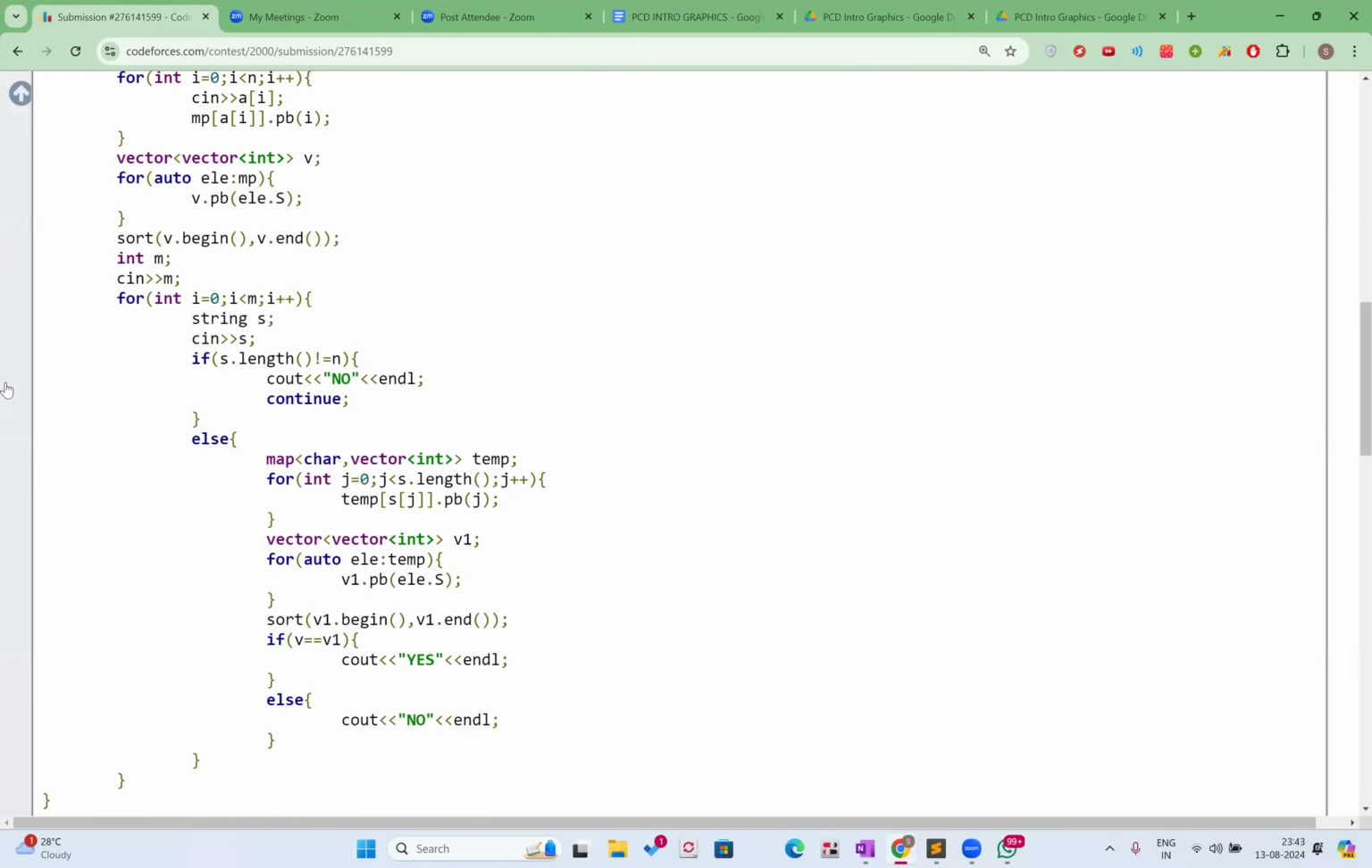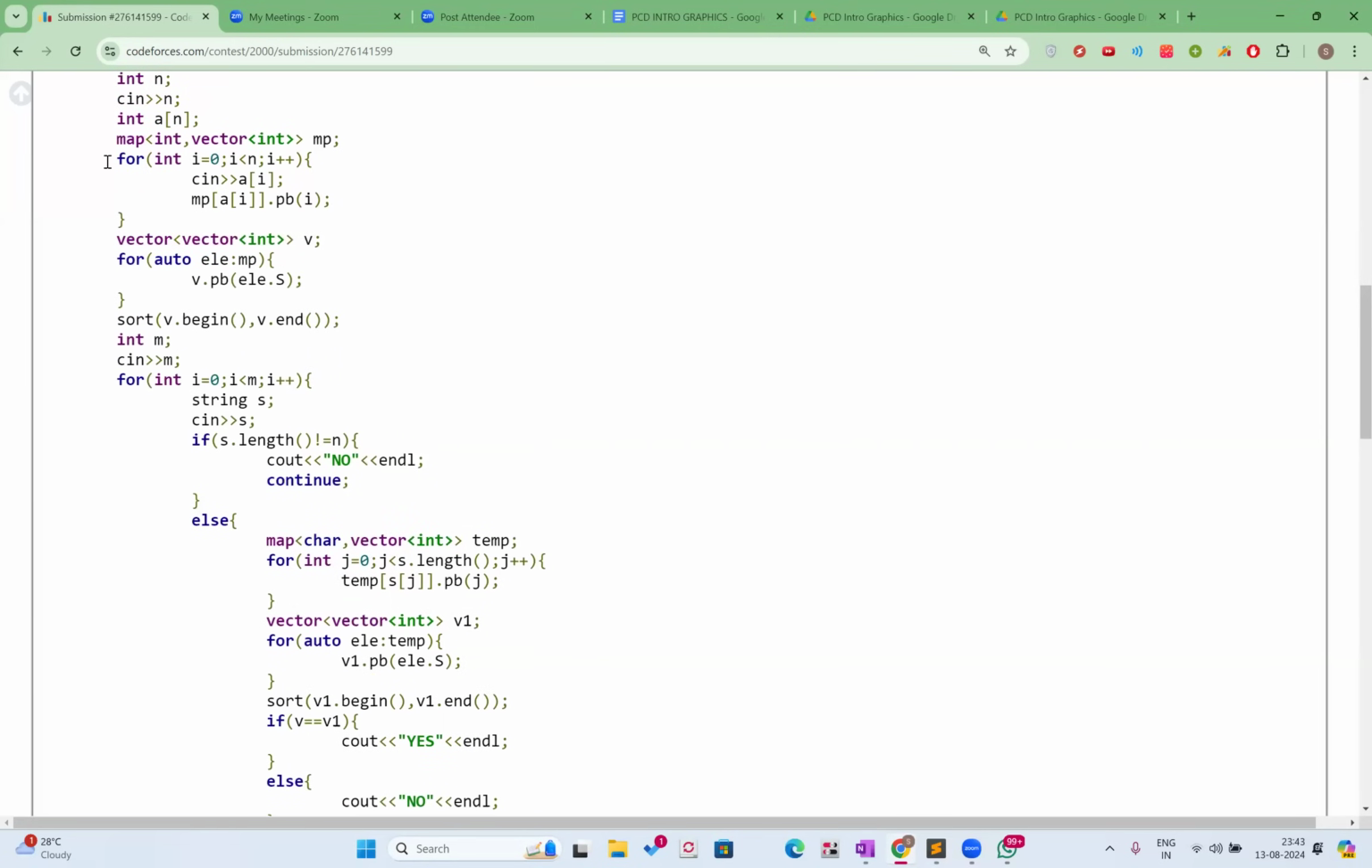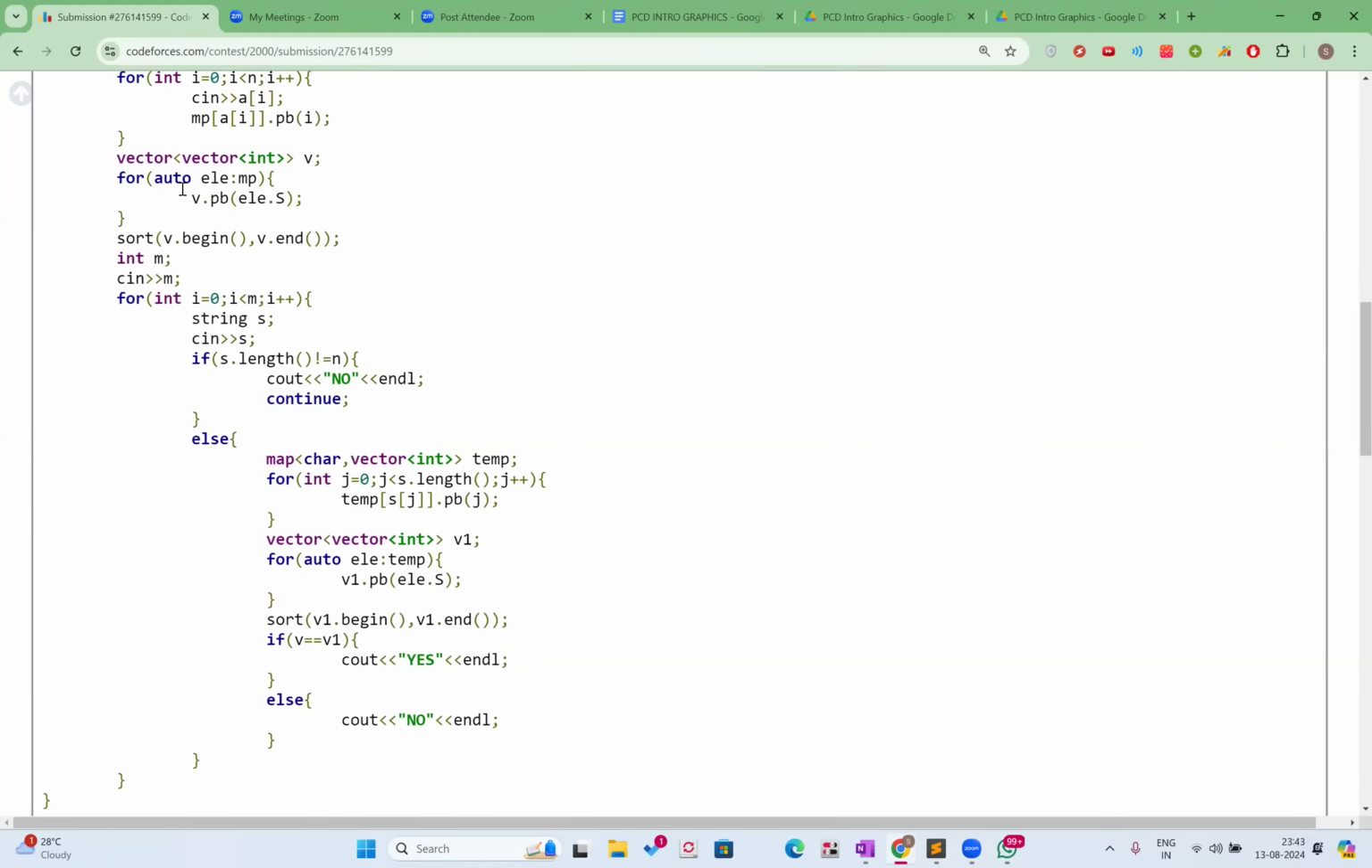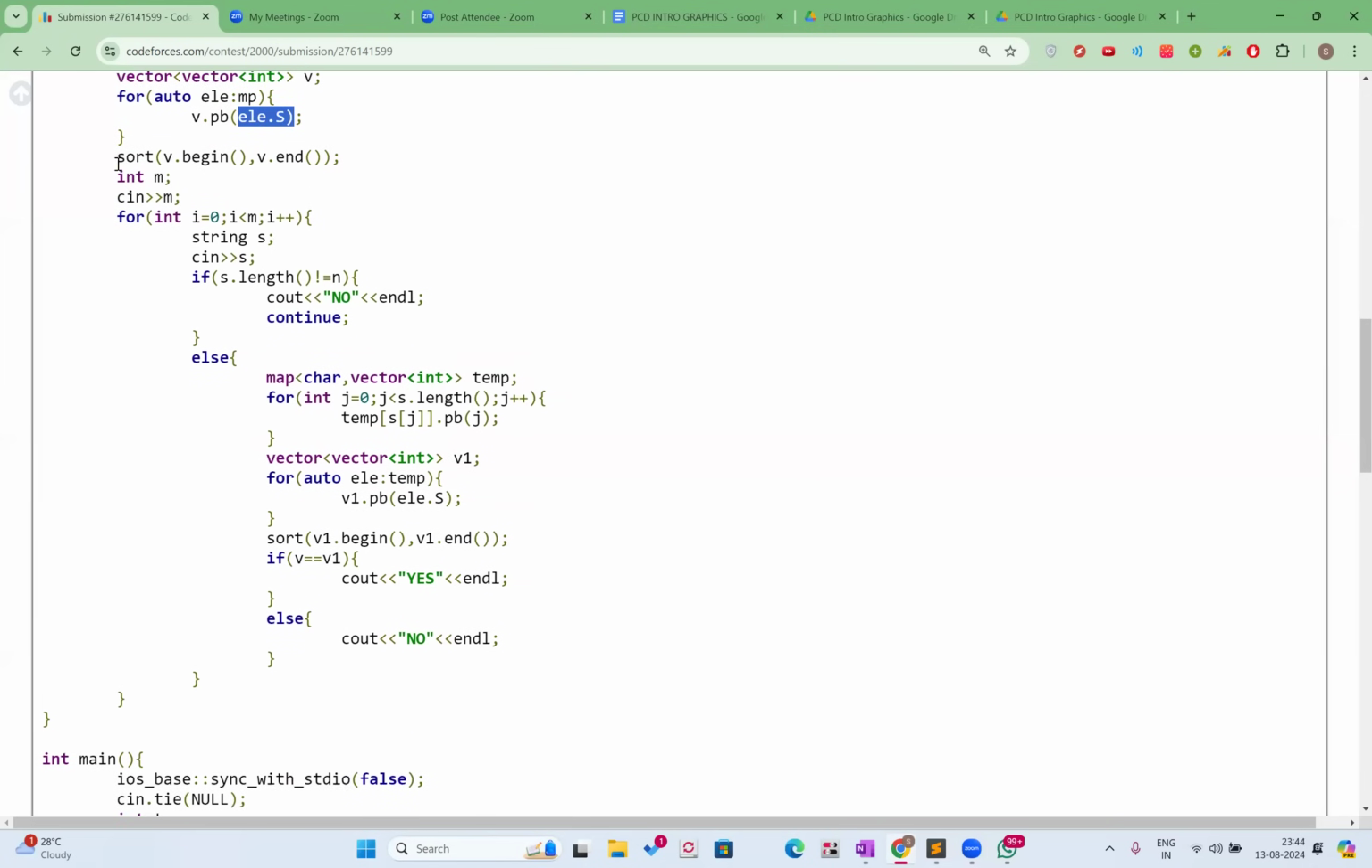I'll go through the time complexity as well. This has a total time complexity of n log n because I'm pushing back into the map. So total n log n steps. This one also has a time complexity of n log n because the sum of the vector lengths stored as the value in the map is always n. And then I sort it, so that is also n log n.